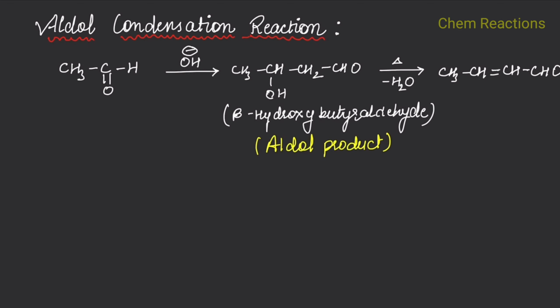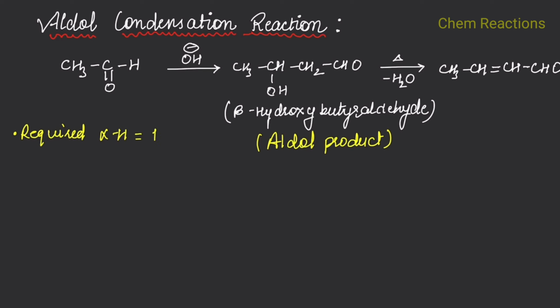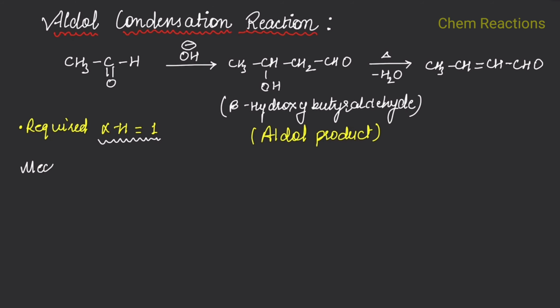Now what should be the basic requirement for this mechanism? The required alpha hydrogen is minimum 1. So you can say you need an alpha hydrogen for this reaction, and this is the basic part of this reaction. So let's start the mechanism of this reaction.